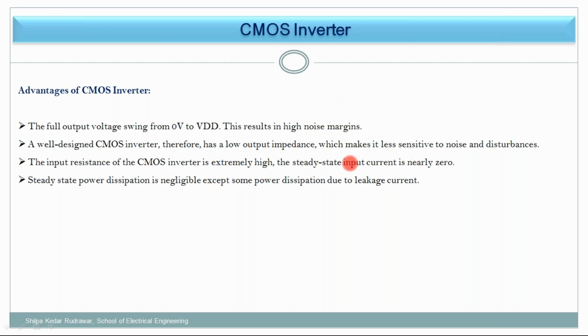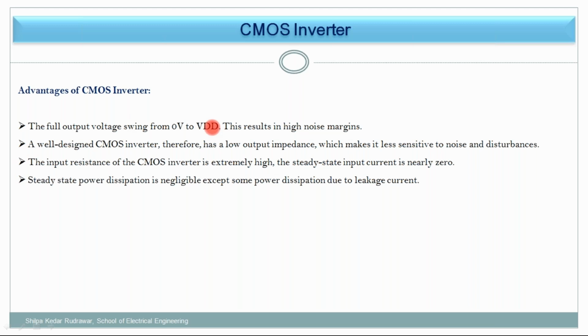This we have already covered in the last PPT on power dissipation. Steady state power dissipation is negligible except some power dissipation due to leakage current. Same I have explained earlier. The leakage current is because of minority charge carriers present in that particular N or P doping. Although the circuit is in reverse bias, because of minority charges, current will be flowing, and that is very negligible. So steady state power dissipation in CMOS is very low, and because of this reason, we are choosing the CMOS inverter over BJT.